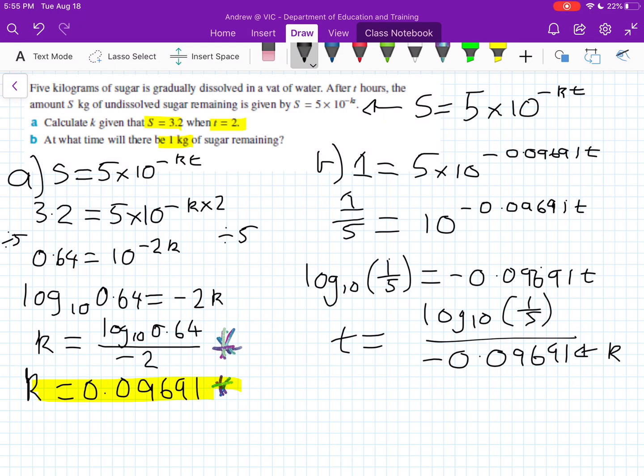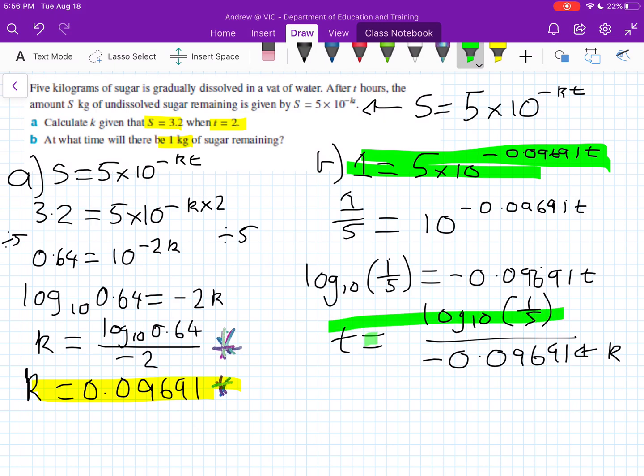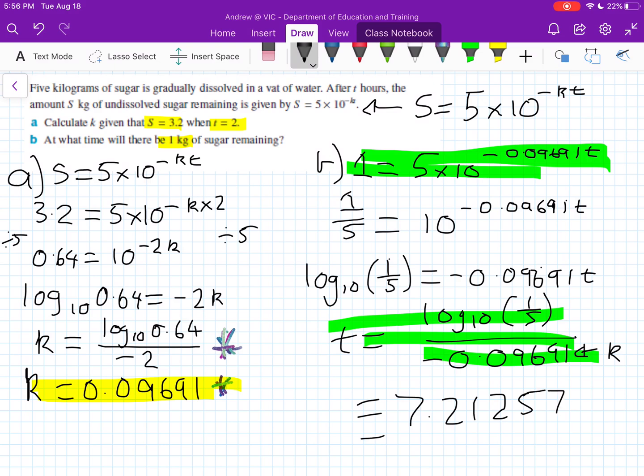Yet again, if you do have your CAS, you can just put solve and then solve for t, and put this into your calculator and show that as your working out. That's a very acceptable way of doing it, but it's also good just to understand how to rearrange it and get to t manually. So this ends up being an answer of 7.21257.